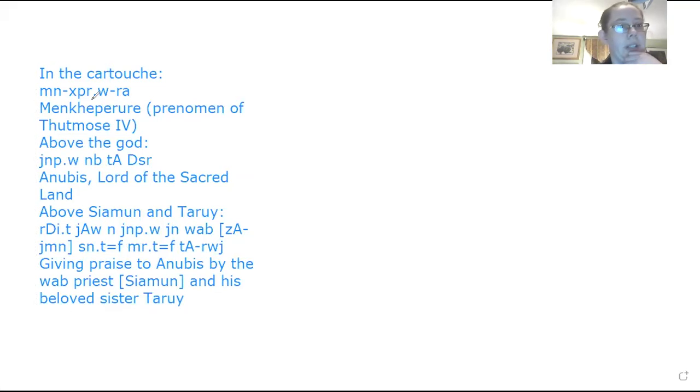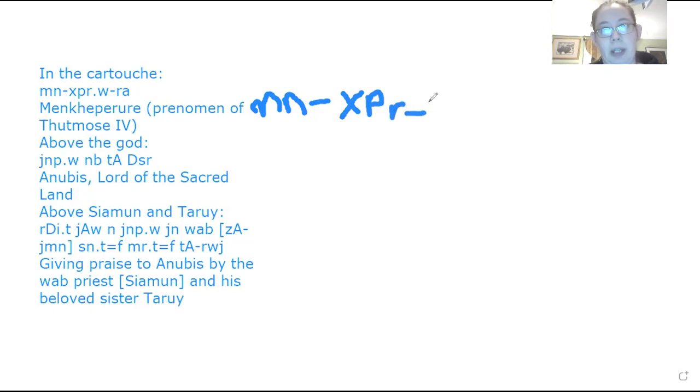Okay, so in the first one, we have this men kep wa ra, which is men kep er Ra, which is one of the names of Thutmose the Fourth. So again, if we take that out of the transcription, it's MN. I'm going to leave that X like it is for right now, because I'm going to have to look at the object just to make sure that that's still the right transcription.